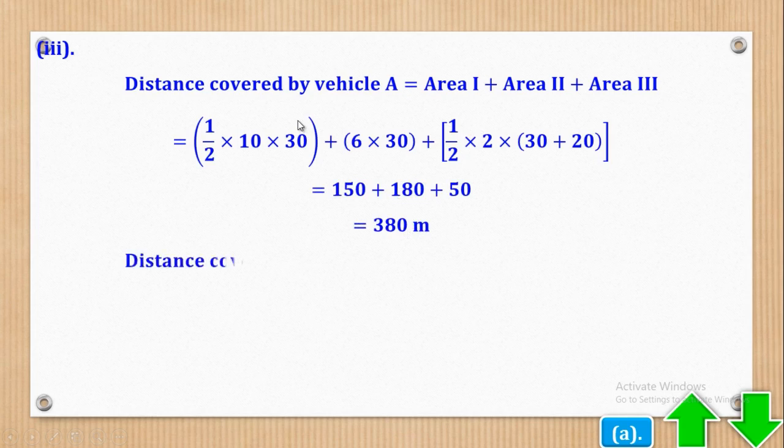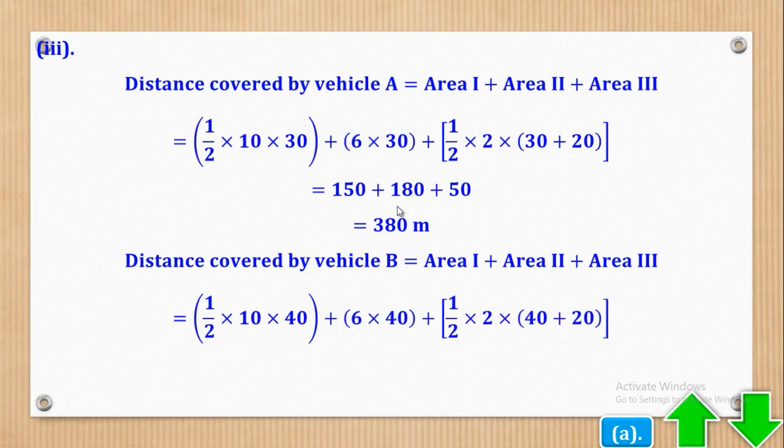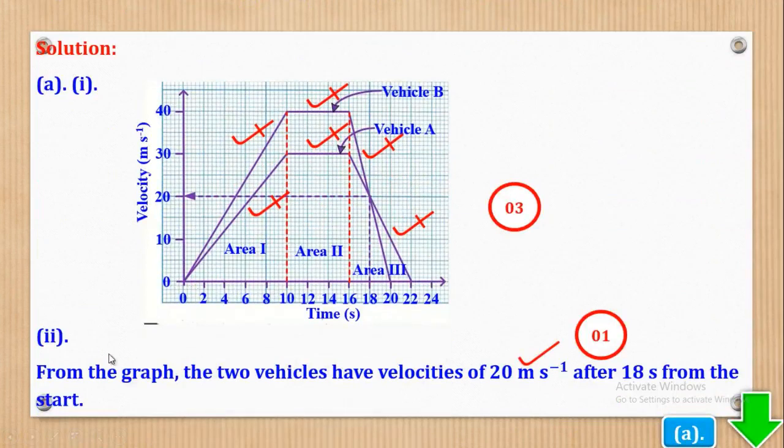What about the distance covered by vehicle B? So still we do the same. Get the area under the graph for B. So let's see how this comes about. So the first one is a triangle. Base is 10 but height is 40. Then second one is a rectangle. Length is 6 and height is 40. Then the last one is a trapezium. Height is 2, A is 20, B is 40.